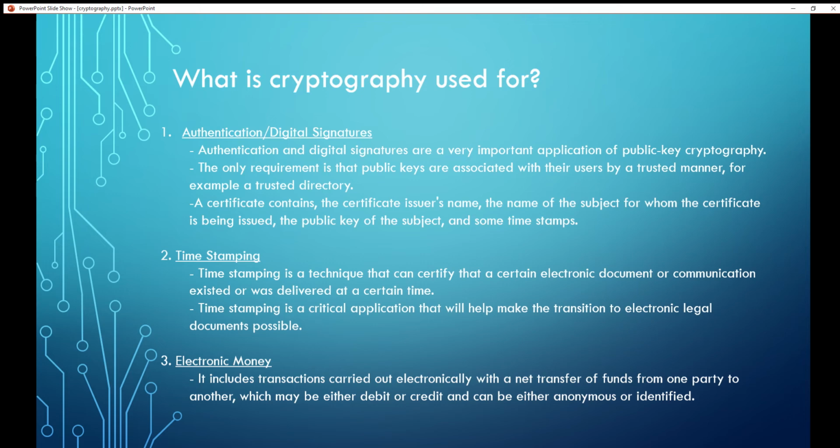Third, electronic money. It includes transactions carried out electronically with a net transfer of funds from one party to another, which may be either debit or credit and can be either anonymous or identified.